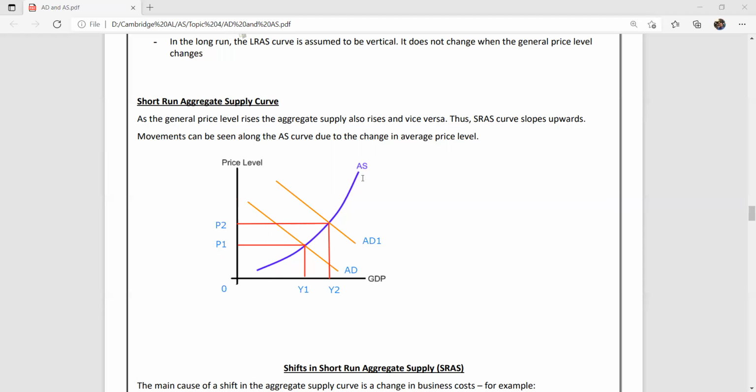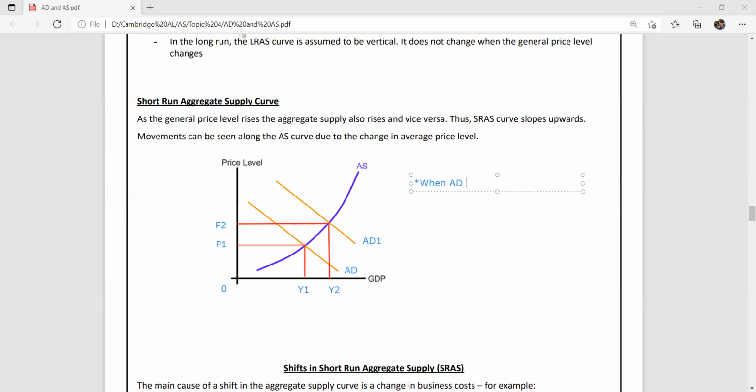The short-run supply curve slopes upward from left to right. This is a somewhat curved diagram, but we can draw a straight line even. It says that as the general price level rises, the aggregate supply also rises and vice versa. Thus, the short-run aggregate supply curve slopes upward. Movement can be seen along the aggregate supply curve due to the change in price level. So what do we notice here?